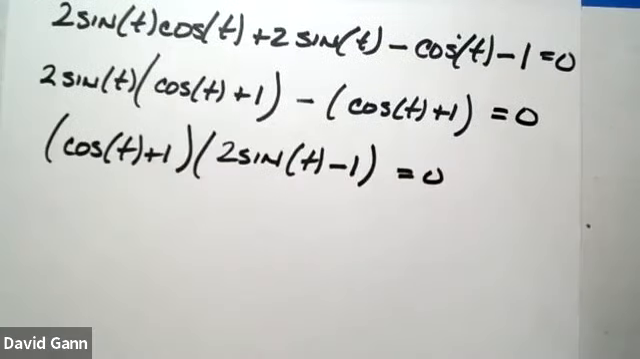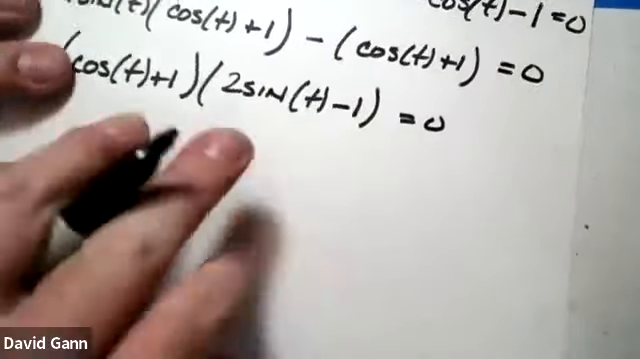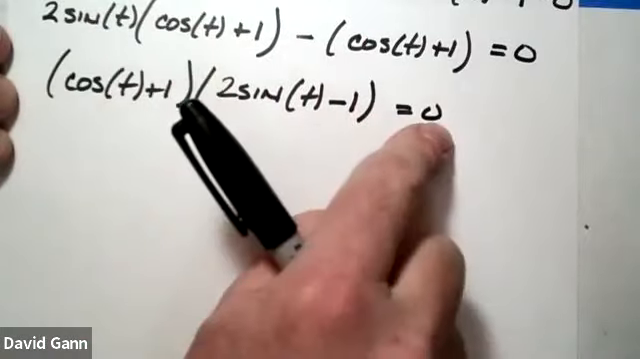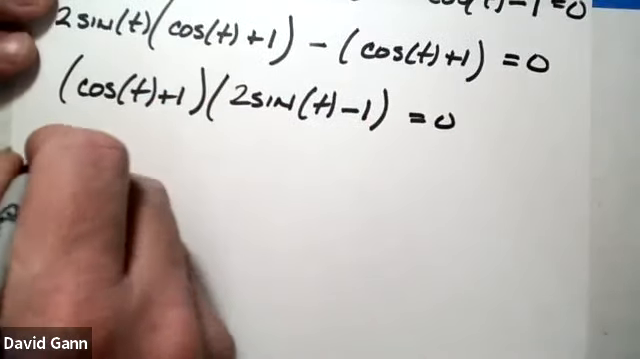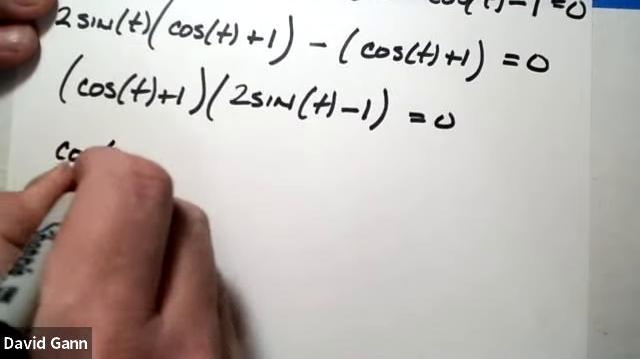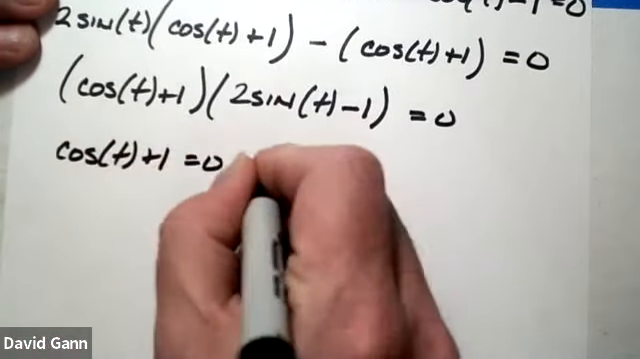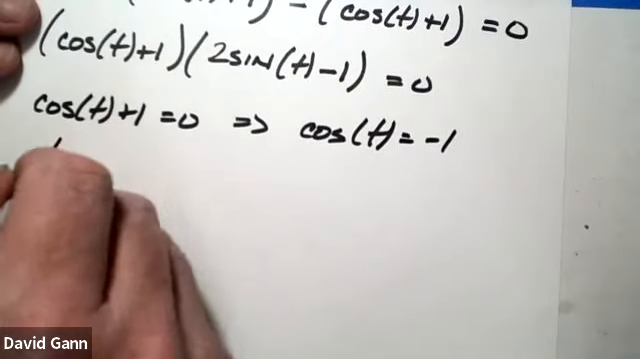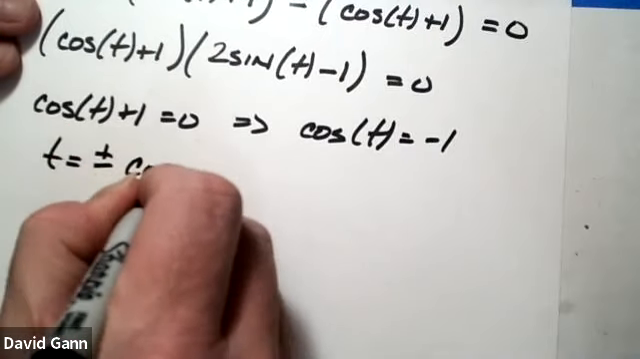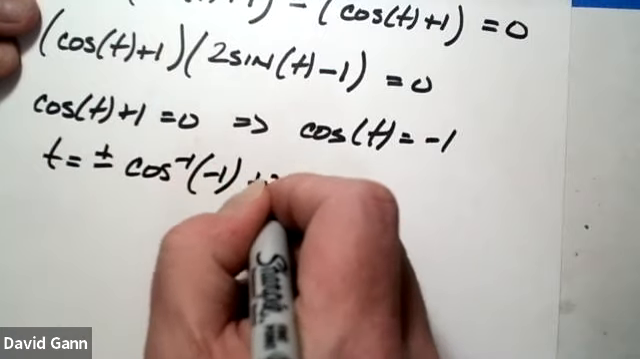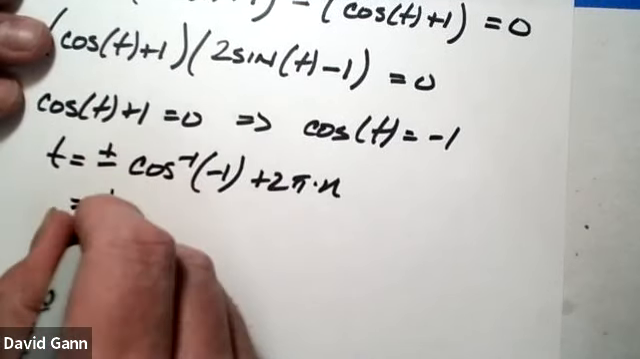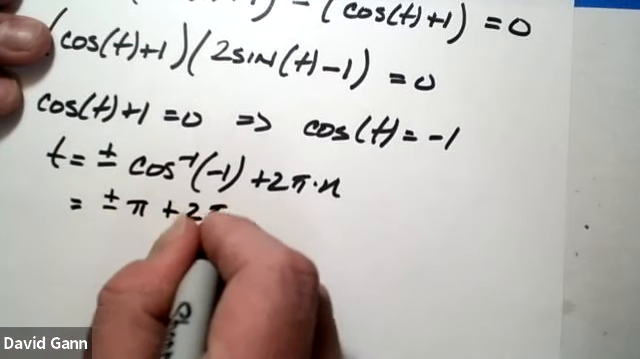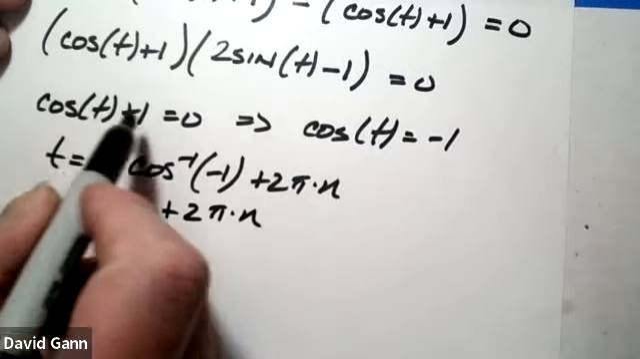Okay, so now we have two factors, and they're equal to 0. Each one of them produces its own set of solutions. So the first one, cosine of t plus 1 equal to 0, implies that cosine of t is equal to negative 1. So t then is equal to plus or minus the inverse cosine of negative 1 plus 2 pi times n. The inverse cosine of negative 1 is actually pi, so this is plus or minus pi plus 2 pi times n. That's the solutions to this first factor.